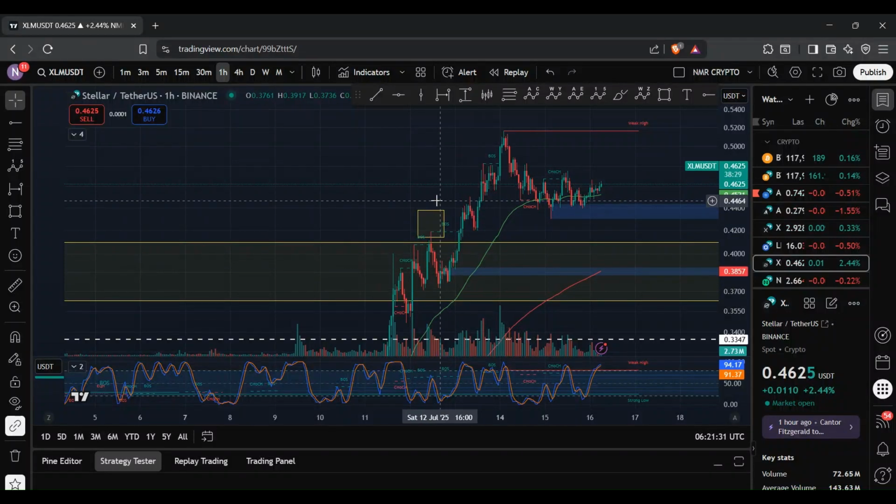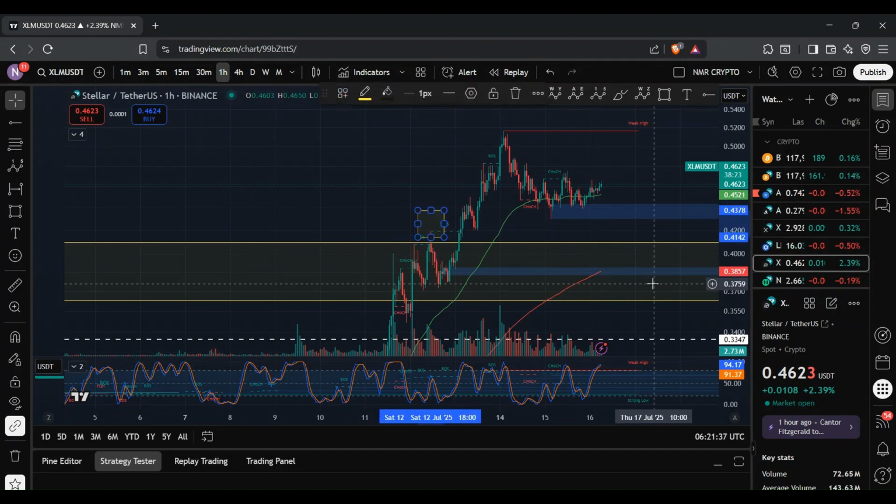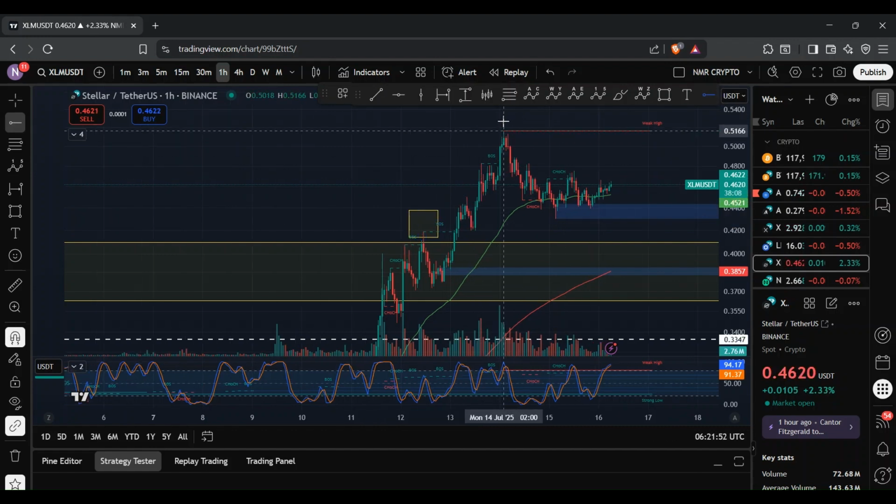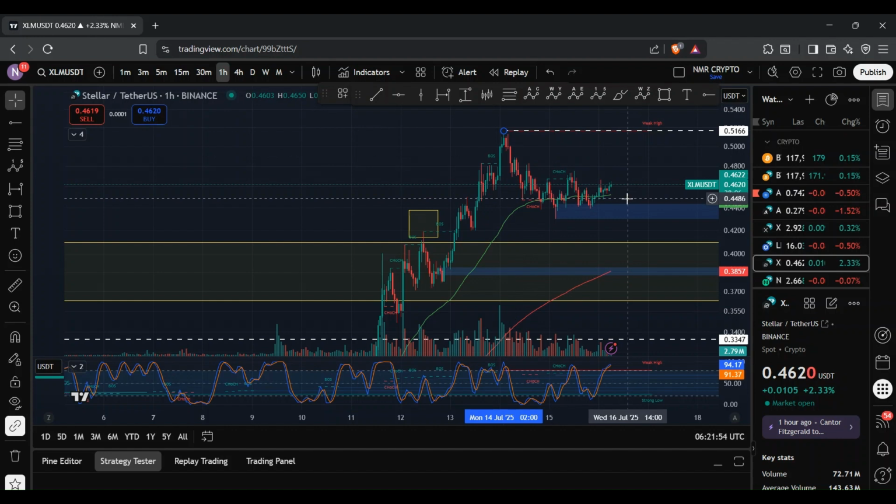So XLM tapped into this region that I set out in my previous video, and this region sits between 41.42 cents to 43.78 cents. And since tapping into this region, we then saw this move to the downside, followed by a push to the upside, which was made up of 5 waves, where this is the wave 1, 2, 3, 4, and 5. And so we ended up reaching this level here at 51.66 cents.